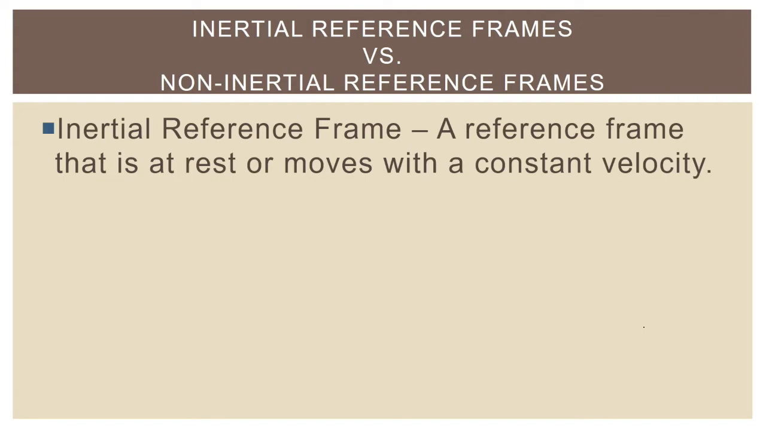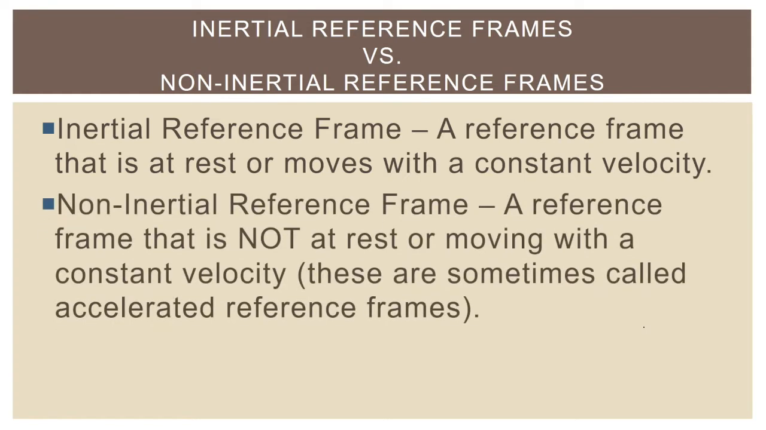On the other hand, there are reference frames that we can refer to as non-inertial reference frames. And I'm sure you can figure out what a non-inertial reference frame is if you look at the definition of an inertial reference frame. Because if it's not at rest or it's not moving with a constant velocity, then it's accelerating. So a non-inertial reference frame is a reference frame that is not at rest or moving with a constant velocity. These kinds of reference frames are sometimes called accelerated frames because clearly if it's not at rest and it's not moving with a constant velocity, then it's accelerating.